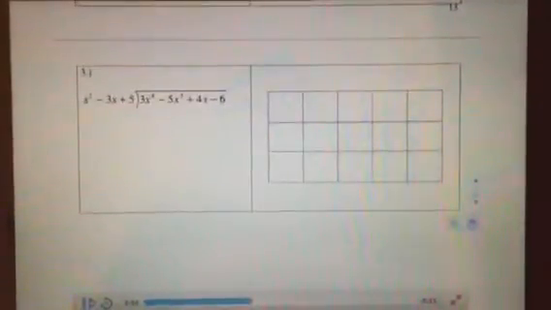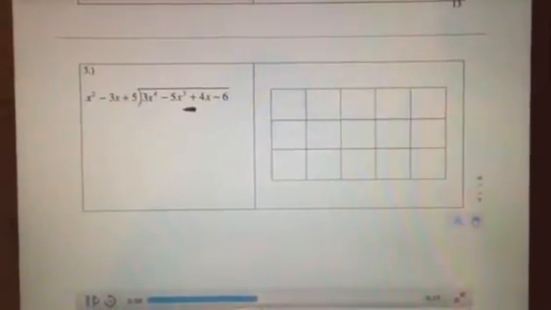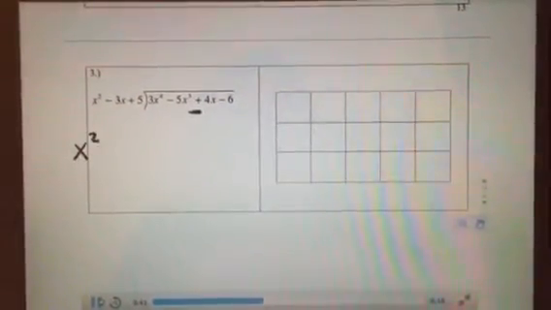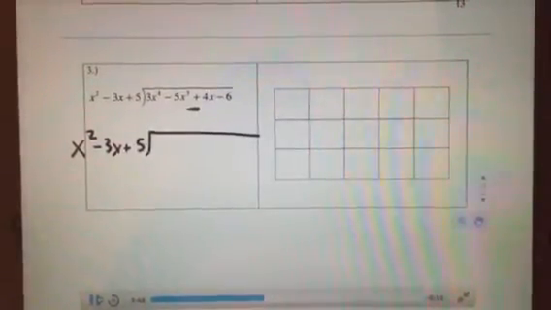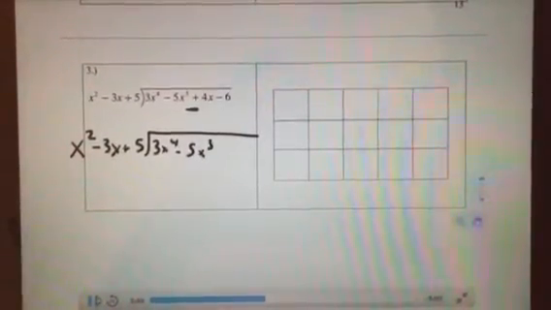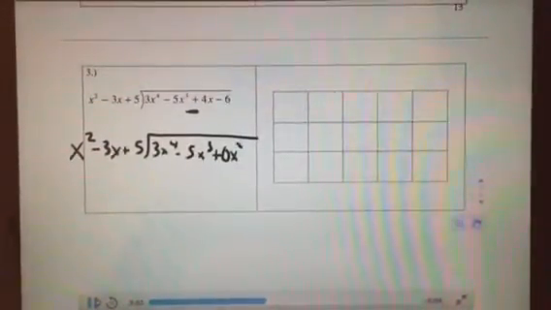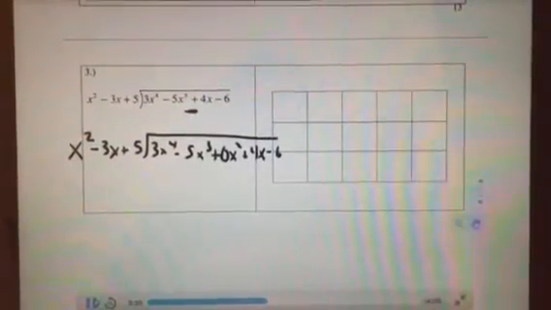So example 3, we're going to do the same sort of process, only we have an issue. There's no x squared term. So the first thing we need to do is rewrite this so that all our place values are represented. So 3x to the 4th minus 5x cubed plus 0x squared plus 4x minus 6.